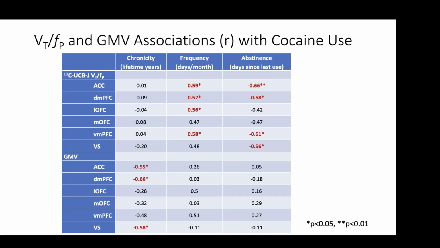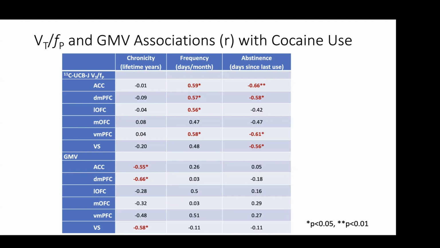And in terms of the frequency of cocaine use, measured by number of days of cocaine use per month, we saw a positive correlation. So the higher the frequency of cocaine use, the higher the synaptic density. And this is one correlation that I consider counterintuitive, because if the cocaine group has lower synaptic density than the healthy controls, how come the higher the frequency of the cocaine use per month, the higher the synaptic density?